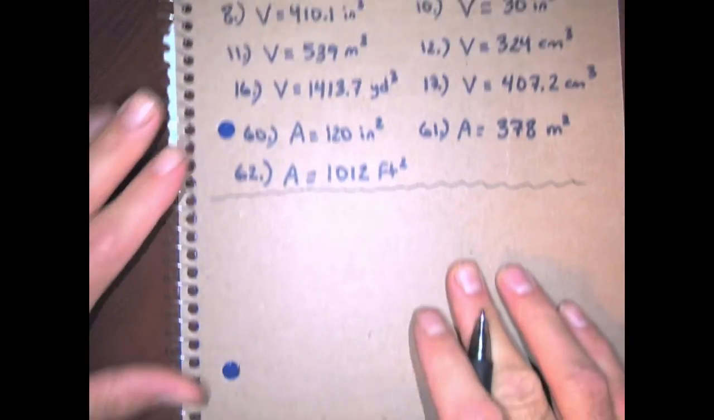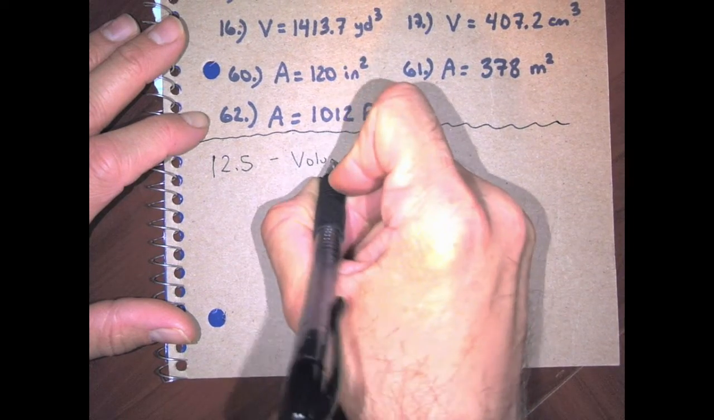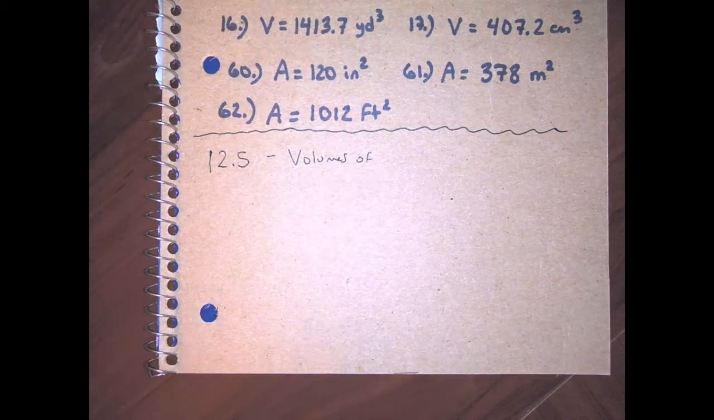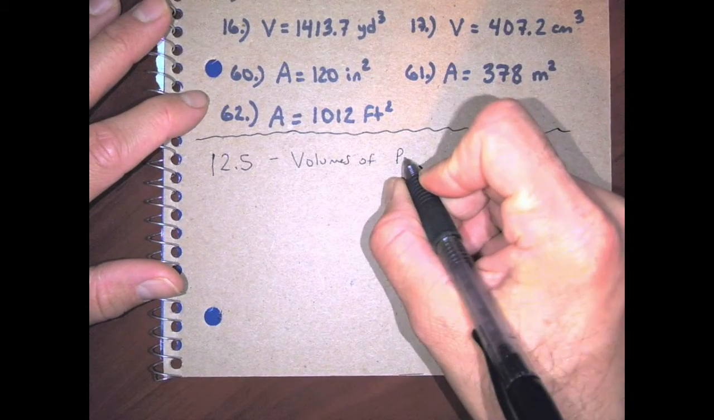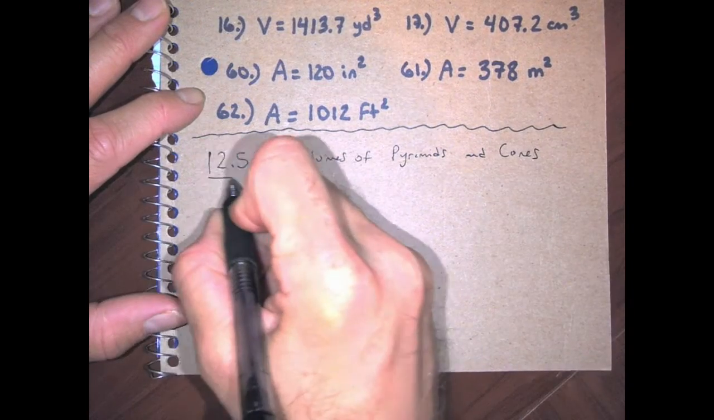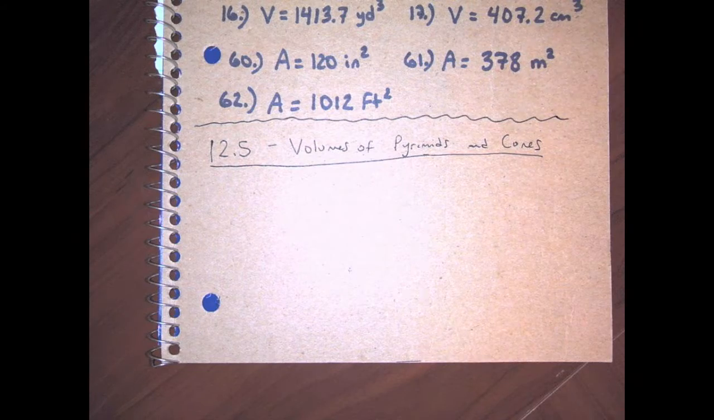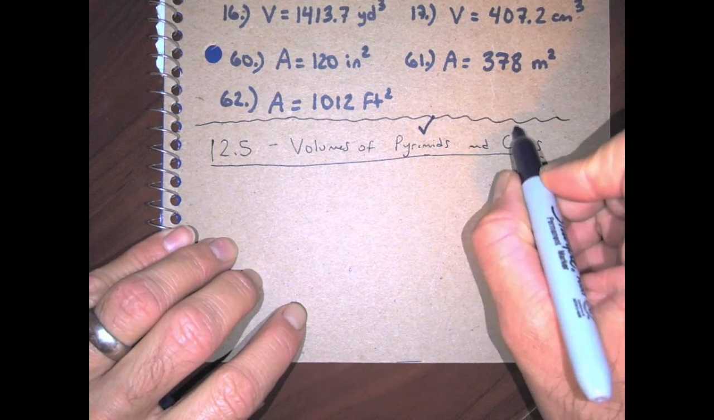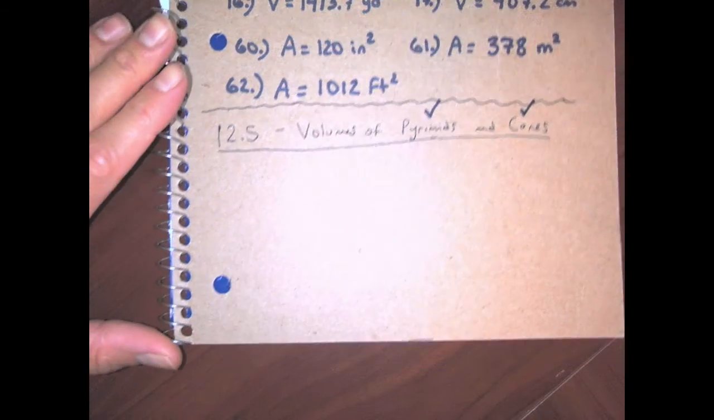So, without further ado, we're doing 12.5 today, folks. Let's do volumes of pyramids and cones. On Monday, I taught you volumes of prisms and cylinders. It's very important that I teach both pyramids and cones today, because they relate with each other. It just makes sense that I should be teaching them on the exact same day.